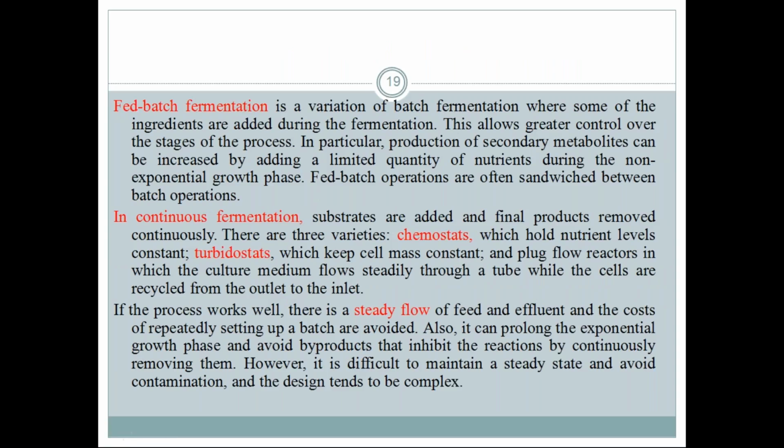Next one is fed batch fermentation. Now in the fed batch fermentation, what is happening? It is a variation of batch fermentation where some ingredients are added during the fermentation. This allows greater control of the stages of the process. In particular, production of secondary metabolites can be increased by adding a limited quantity of nutrients during the exponential growth phase. Fed batch operations are often sandwiched between batch operations.